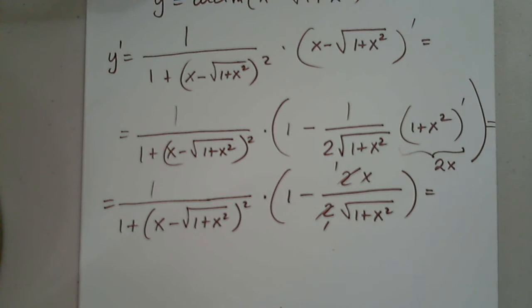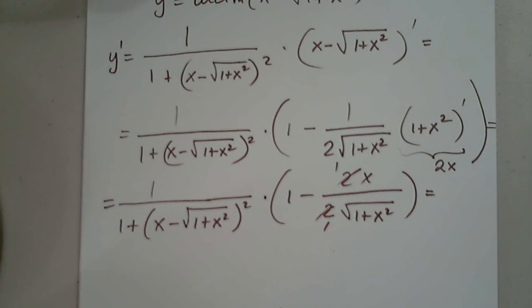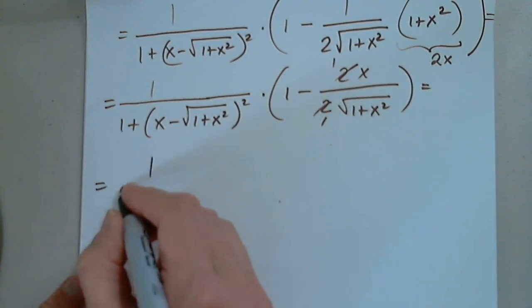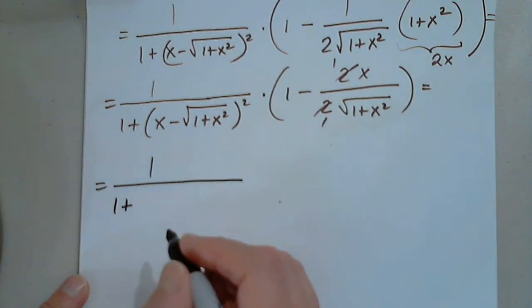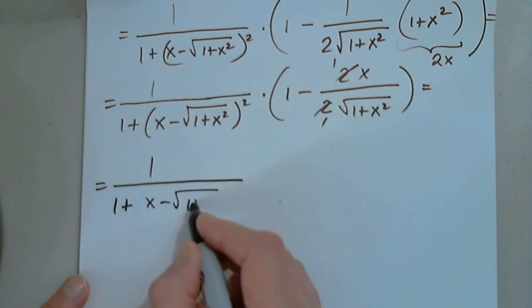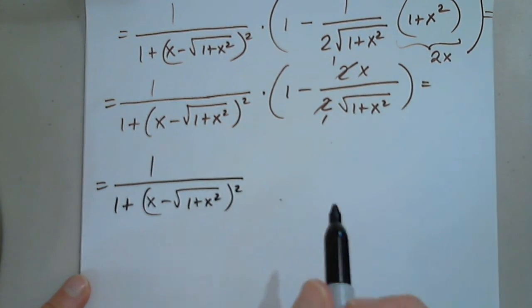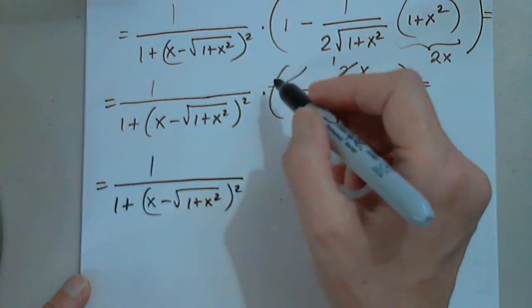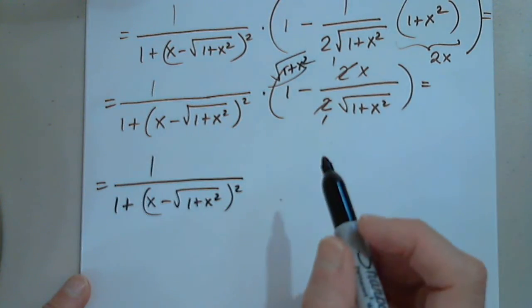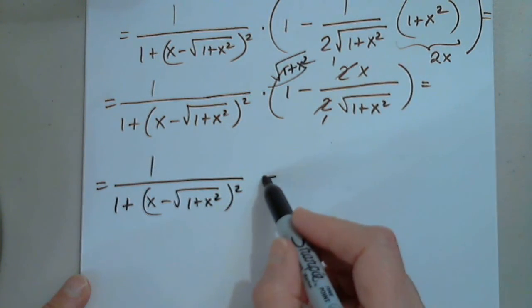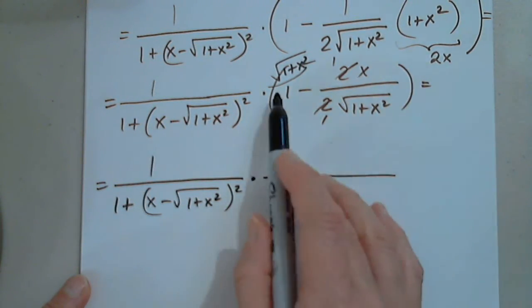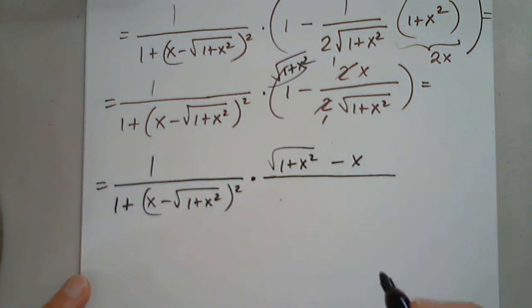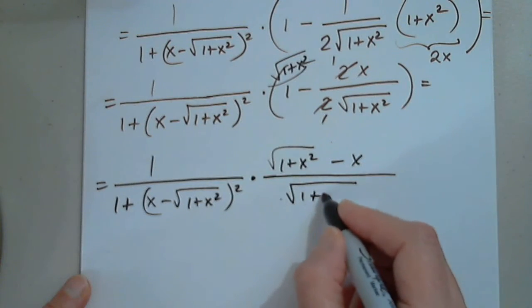And let's see if I can do anything here. So I have 1 over 1 plus x minus the square root of 1 plus x squared squared. Who knows, we may be able to simplify. Here the square root of 1 plus x squared. So minus, no, I'm sorry, it's multiplication. So it's the square root of 1 plus x squared minus x from this over the square root of 1 plus x squared.